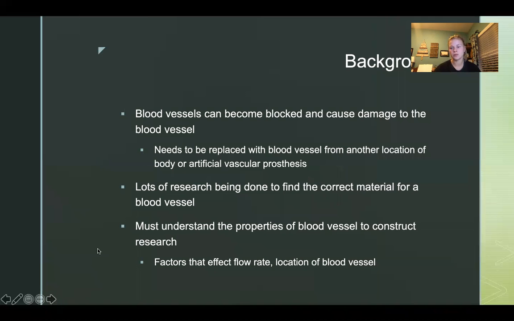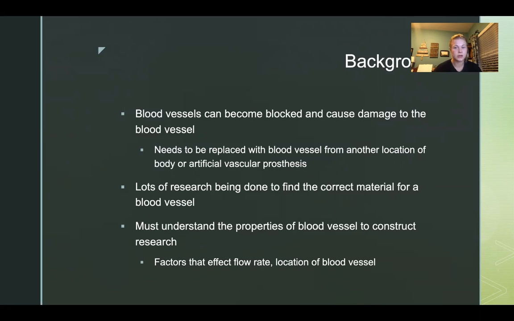So to start off, a little background: the human body is an ever-changing, unpredictable environment, and so things happen. A common situation in the body is a blood vessel being blocked and causing damage to that blood vessel. A way to fix that could be replacing it with another blood vessel from another part of the body, or using an artificial vascular prosthesis.